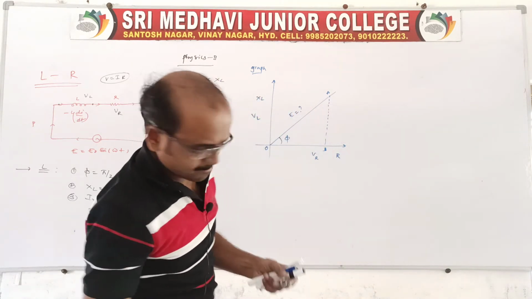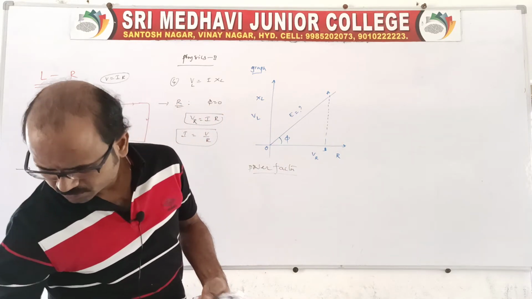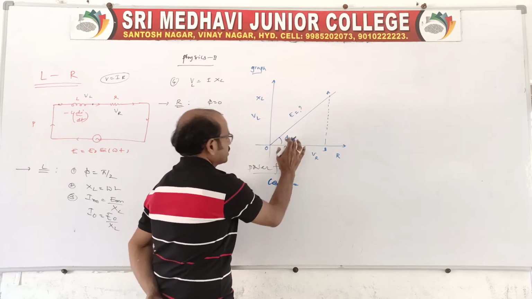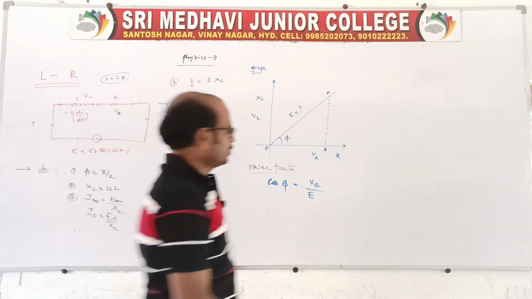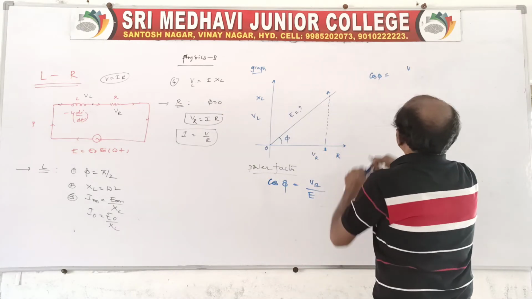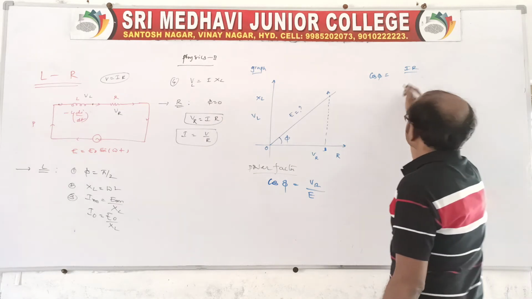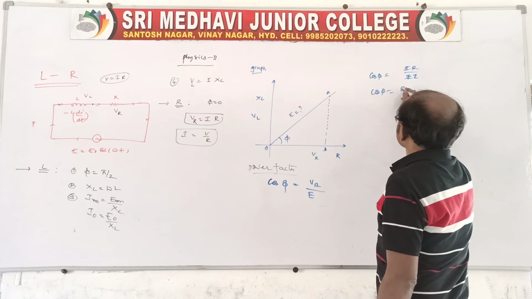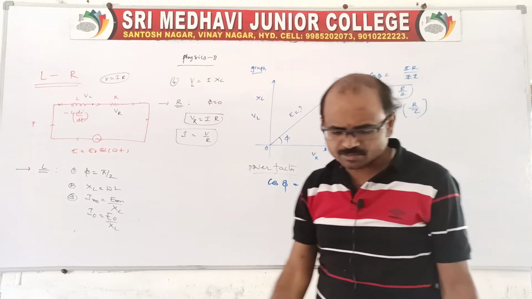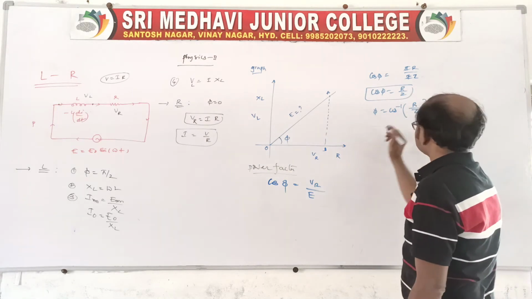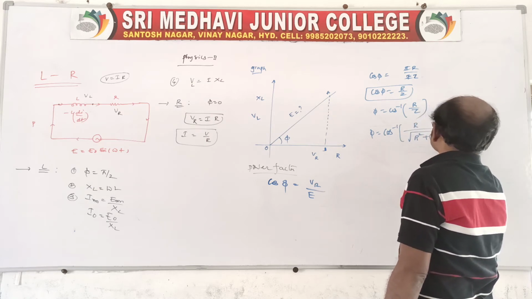Now, let us talk about the power factor. That is cos phi, adjacent by hypotenuse, that is VR by E. We know VR is I into R, and E is I into Z. Then cos phi is equal to capital R by Z. So the power factor is cos phi equal to R by Z, or you can write it in terms of the values. Therefore the power factor is R by root over R square plus omega L whole square, of course. This is the power factor.